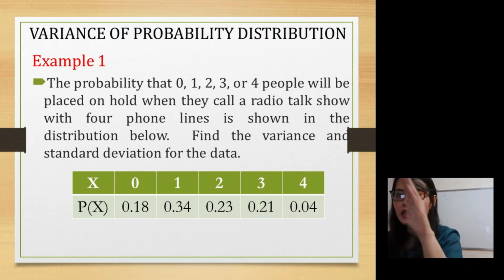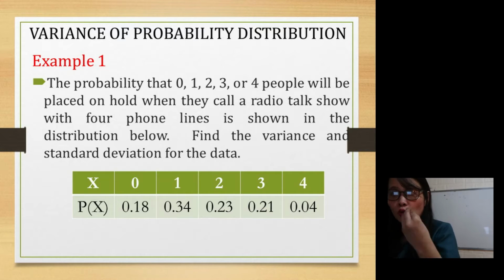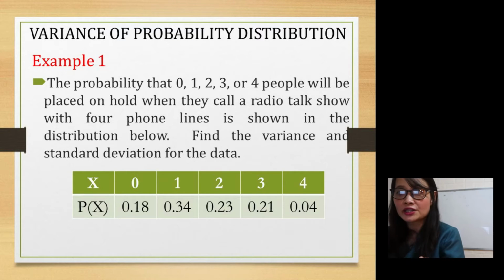So we need to look for the variance and the standard deviation. When we say x, you're referring to the number of people who call a radio talk show. So we have 0, 1, 2, 3, 4, and then the probability of your random variable. If the value is 0, the probability is 0.18. If the value is 1, the probability is 0.34. If the value is 2, the probability is 0.23, and so on and so forth. The question is, how do we solve for the variance and standard deviation?